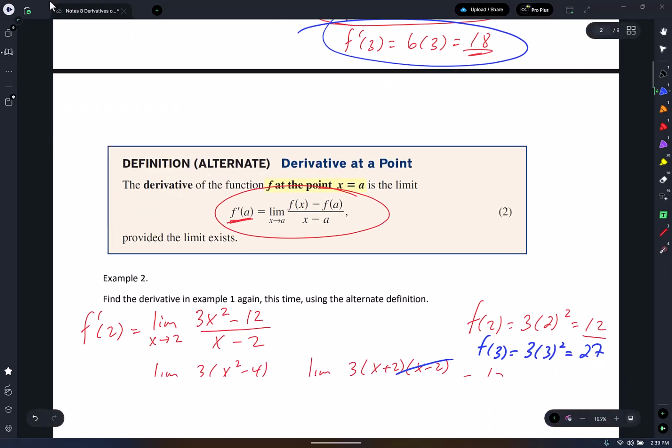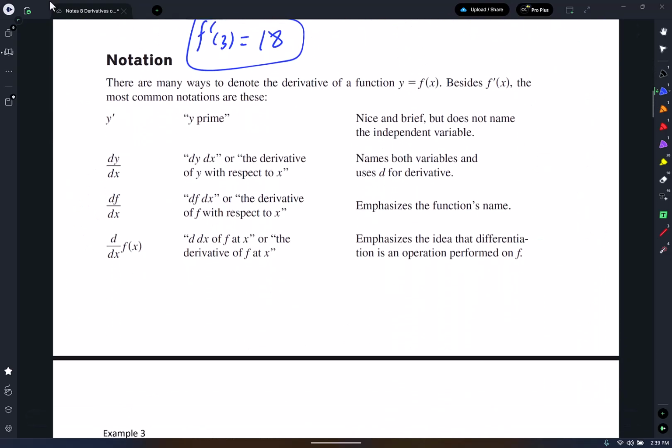Here are different ways to label or call this derivative, just like what I told you. Look at this: y prime. What's the derivative of a cow? Prime rib. LOL. This is dy dx, or the derivative of y with respect to x; df dx, or derivative of f with respect to x. Sometimes they put parentheses on this, so it's the same thing as saying d dx of f of x. You're taking the derivative of whatever you have on the end side.